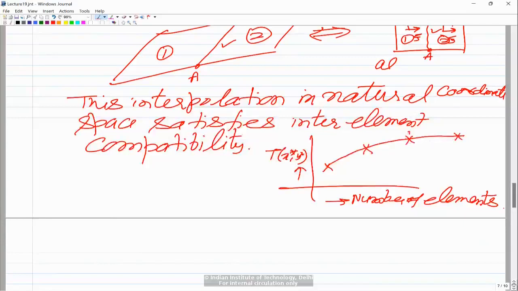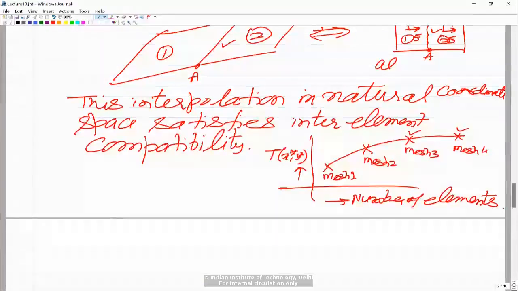This will be mesh 1, let us say, with a lesser number of elements. This would be mesh 2, more number of elements. Mesh 3, still more number of elements. Mesh 4, highest number of elements. So you will find that mesh 3 and mesh 4 are giving you almost the same result. That means the solution has converged. So this kind of convergence behavior you get from the compatible element.